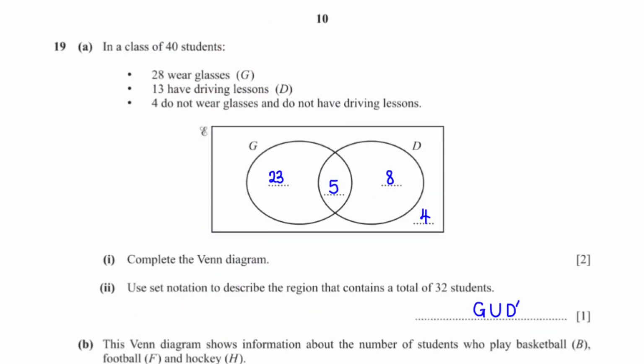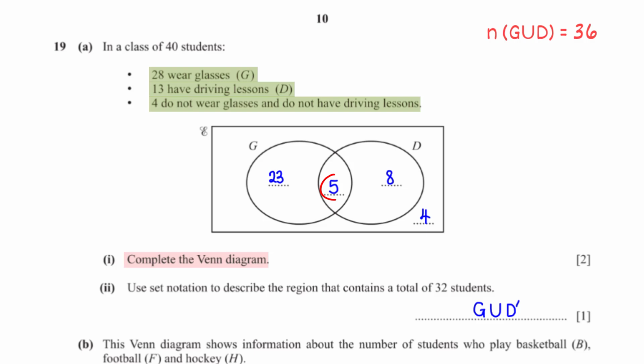In a class of 40 students, 28 wear glasses, 13 have driving lessons, 4 do not wear glasses and do not have driving lessons. Complete the Venn diagram. The number of students outside sets G and D will be 4. If we subtract 4 from 40, then it means the total number of students in sets G and D must add up to 36. To get the number of students in both sets G and D, we subtract 36 from the sum of 28 and 13.